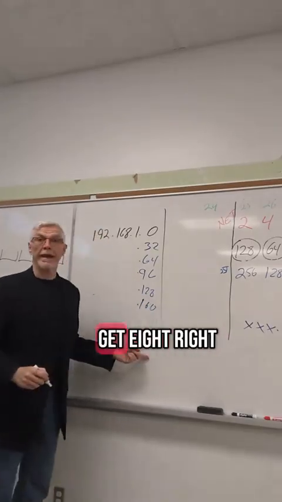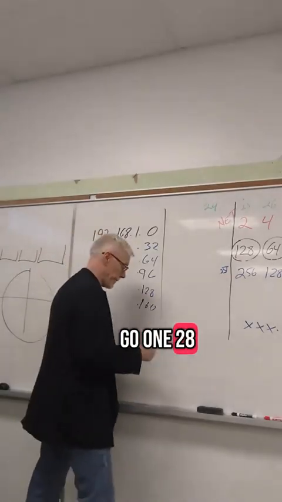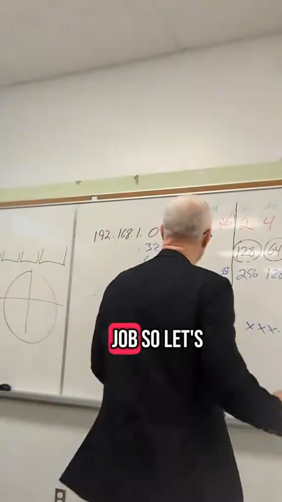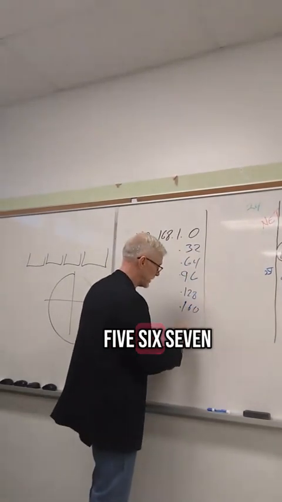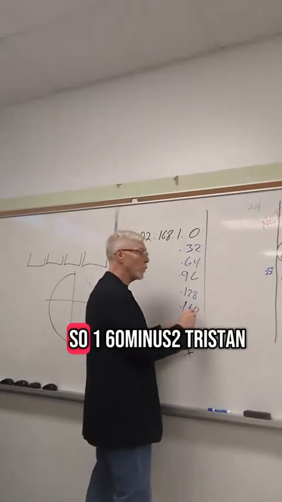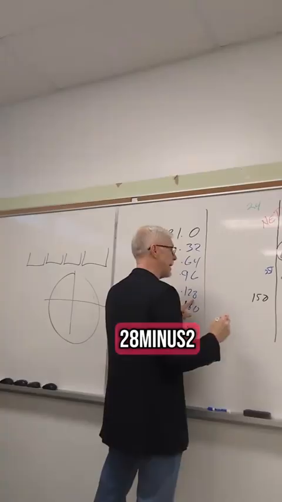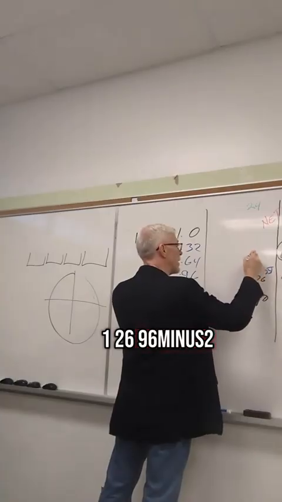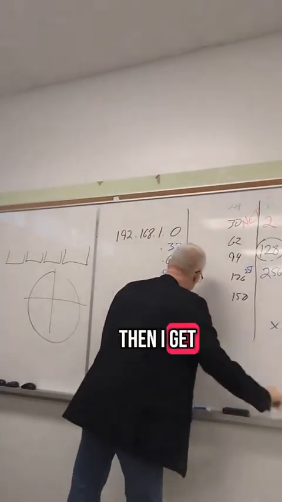It's going to keep going, and I'm going to get 8, right? But I'm just going to use the 160, and we'll do the first 4 or 5. This is important stuff. So we would have 8, like 1, 2, 3, 4, 5, 6, 7, 8, but I just want to do the first 6. So 160 minus 2? 158. 128 minus 2? 126. 96 minus 2? 94. 62. 30, right?